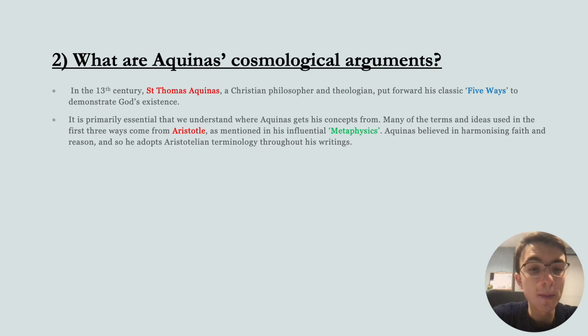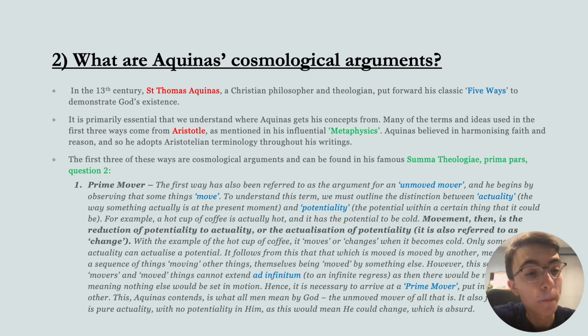So he comes up with 5 ways, as we've said. 3 of those ways are classified under the umbrella of cosmological arguments, and we're going to look at those three ways now. The first one being the prime mover.